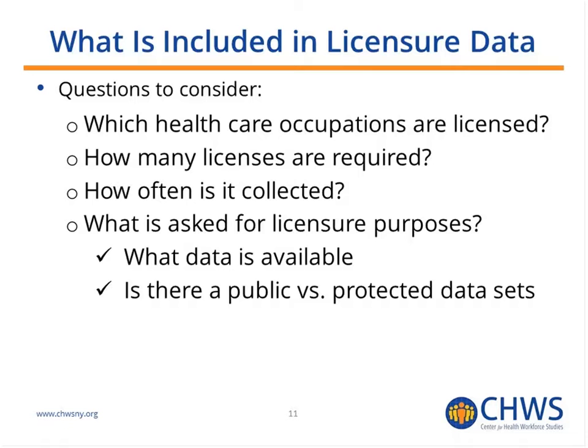And then finally, again, talking about public versus private data sets or protected data sets, what data is available? If I go on to the State Education Department website, I can see name, license number, the city, and the zip code, and that's it. If I get the protected data set, I get the full address, I get licensing date information such as their initial date of licensure as well as the most recent date of licensure, and I even get what college they graduated from for the most part, and we'll talk about that in a little bit.